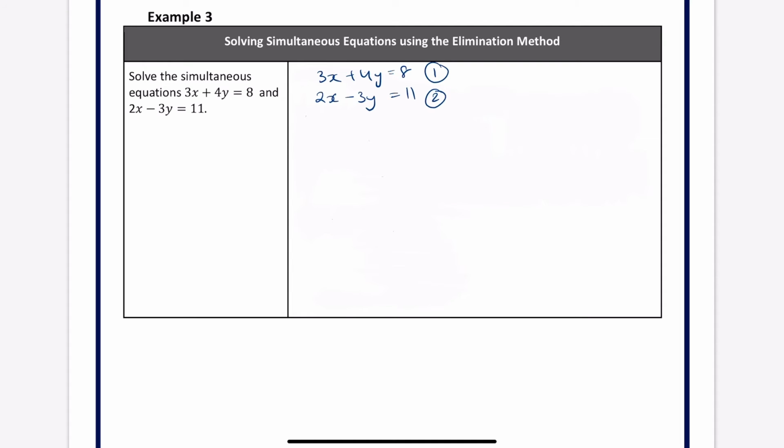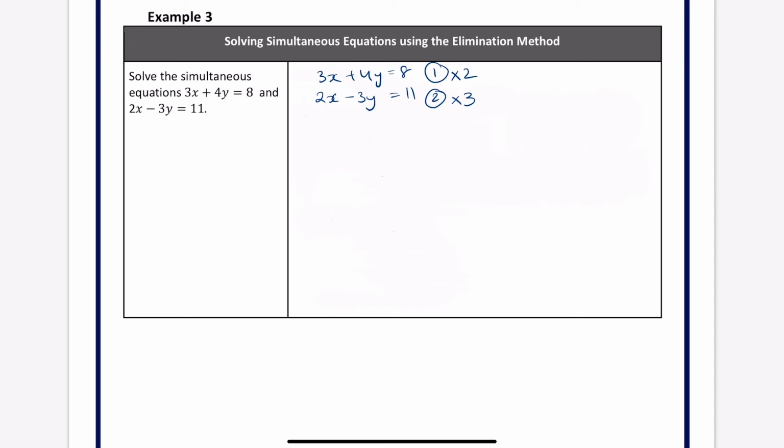How can I make 2 be 3? It's going to be hard to make 2 into 3, but what I can do is make it 6. And I can make the first equation 6 as well. So to make them the same, I've got to times the first equation by 2, and I need to times the second equation by 3 to make the coefficients of x the same, which is 6.